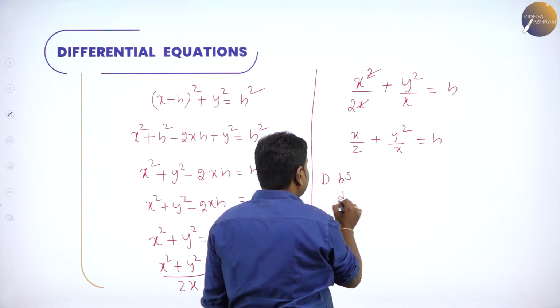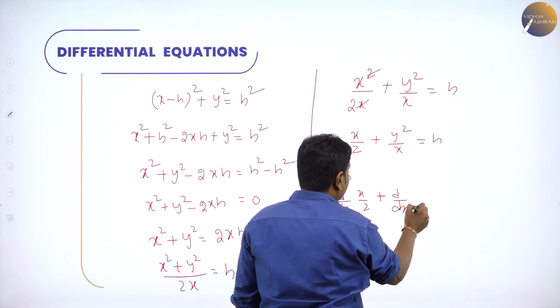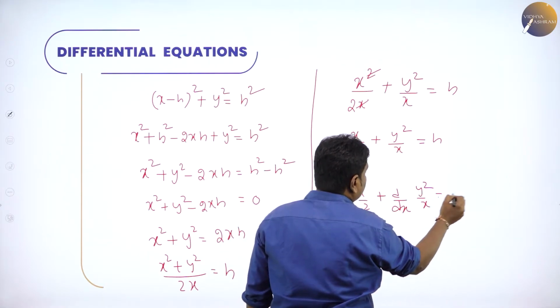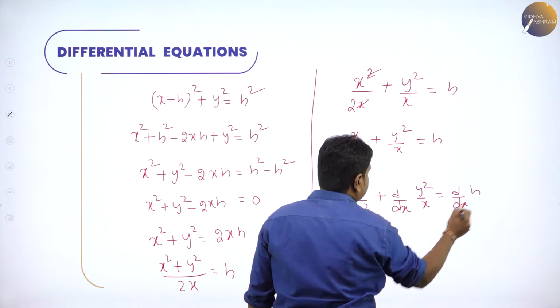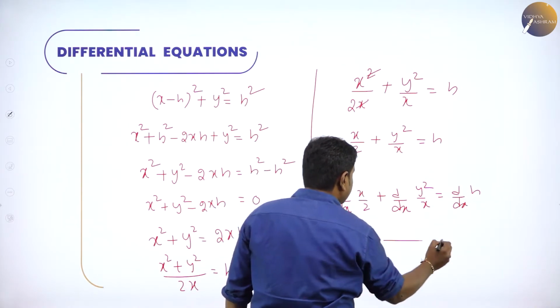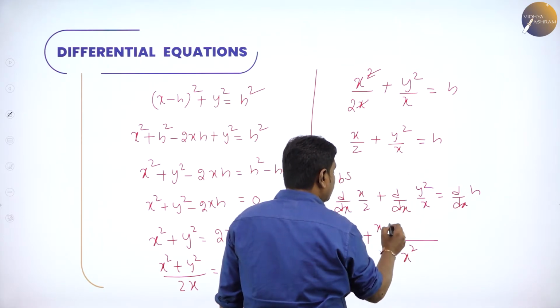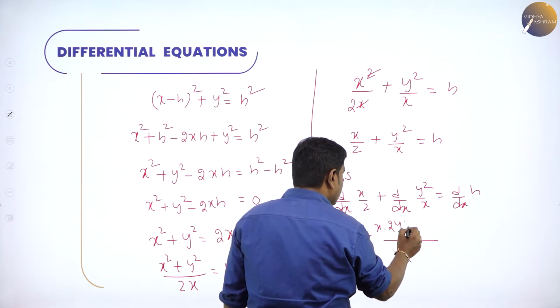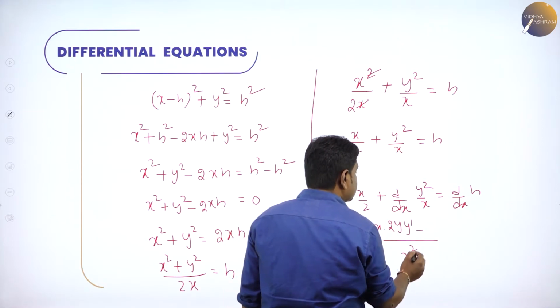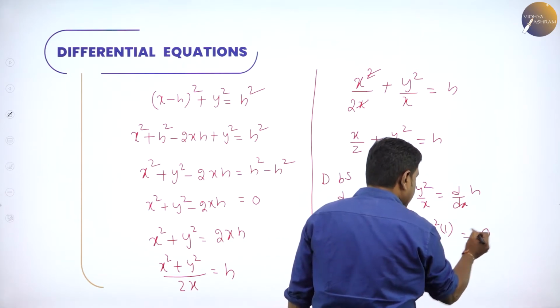So derivative d by dx of x by 2 plus d by dx of y square by x is equal to d by dx of h. So 1 by 2 is constant, derivative of x is 1, plus quotient rule: denominator the whole square, denominator into derivative of numerator 2y into y dash, minus y square into derivative of denominator is 1, is equal to derivative of h, which is 0.